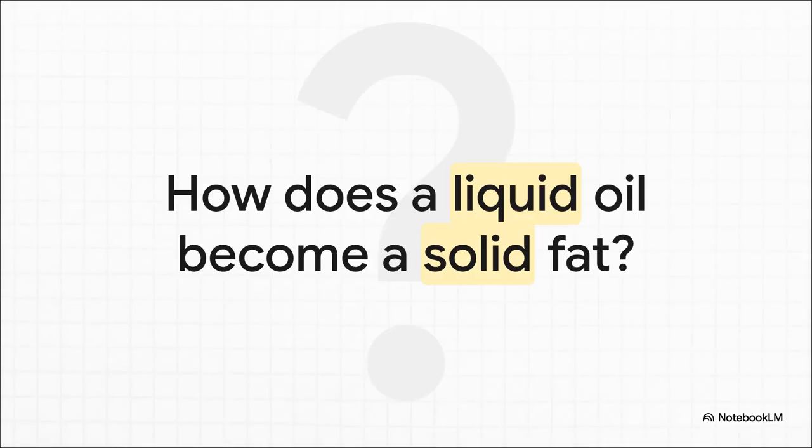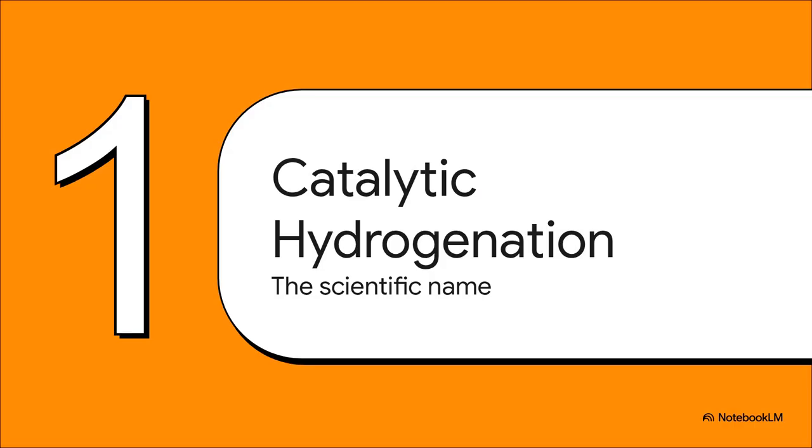And that right there is the big question for this whole explainer. How in the world does a liquid oil become a solid fat? It's a transformation that has had a huge impact on the food we eat, and the answer? Well, it all comes down to one really powerful chemical reaction. And here's the name of that magic trick: catalytic hydrogenation.